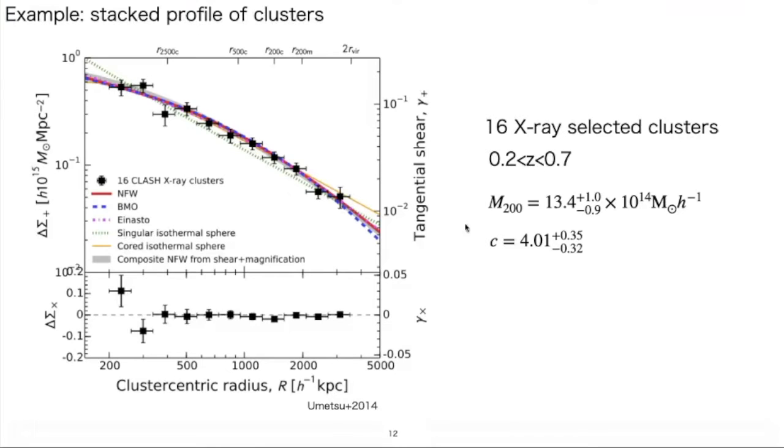The top panel shows the tangential shear. On the other hand, this one shows the B-mode. As you can see, if we observe the clusters, then we can measure the shear, and this shear is fitted by the NFW profile, and they estimated the mass like this. And as you can see, if there are no systematics, then the B-mode becomes about 0. So by using weak lensing, we don't need to assume galaxy bias, and we can get the unbiased cluster mass by using weak lensing.